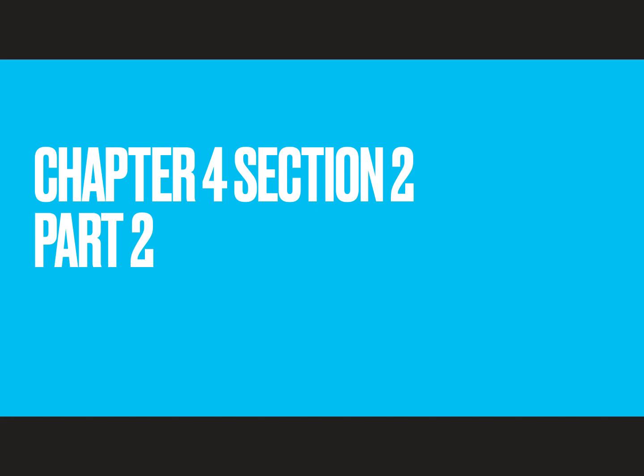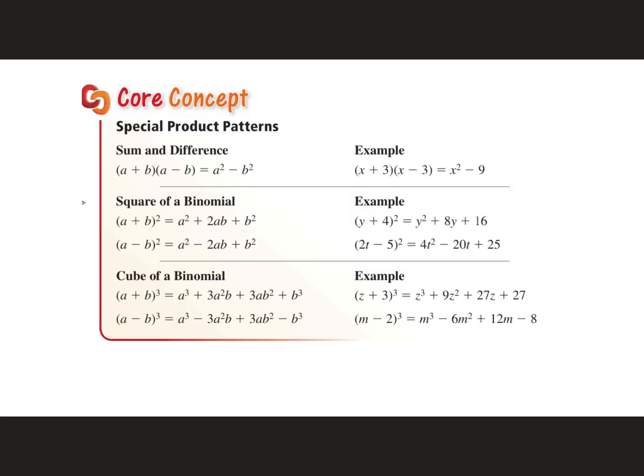All right, 4.2 part 2. So we're continuing with our polynomial operations. We're going to focus on multiplying them, and we have some shortcuts for multiplying. All right, so these are shortcuts when multiplying out our binomials or whatever polynomials that we have. These are special product patterns.